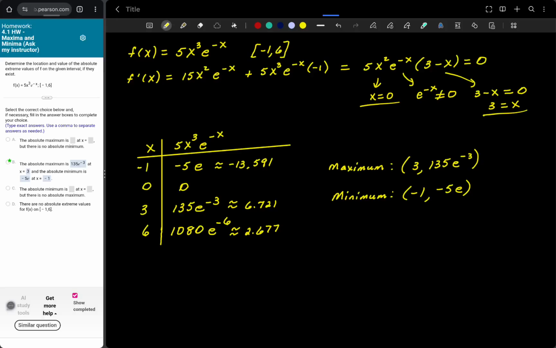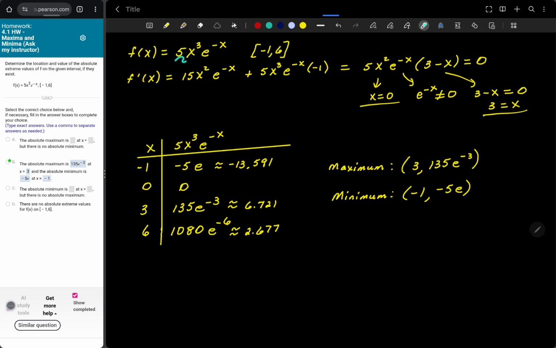Here's another problem in the maximization and minimization section. This time it's a little bit more difficult because we have the product rule in the original function to take the derivative of. So we're looking to find the maximum and minimum values of 5x cubed e to the negative x from -1 to 6.